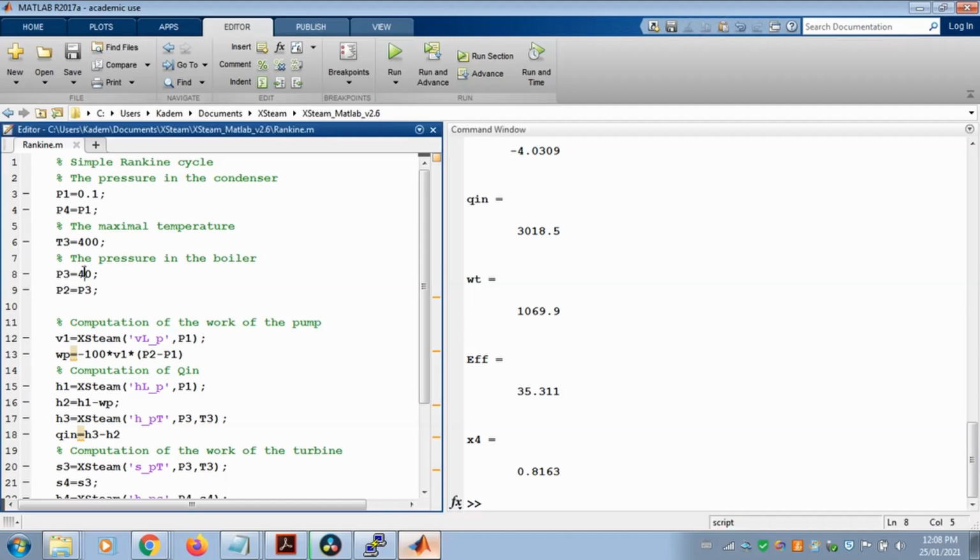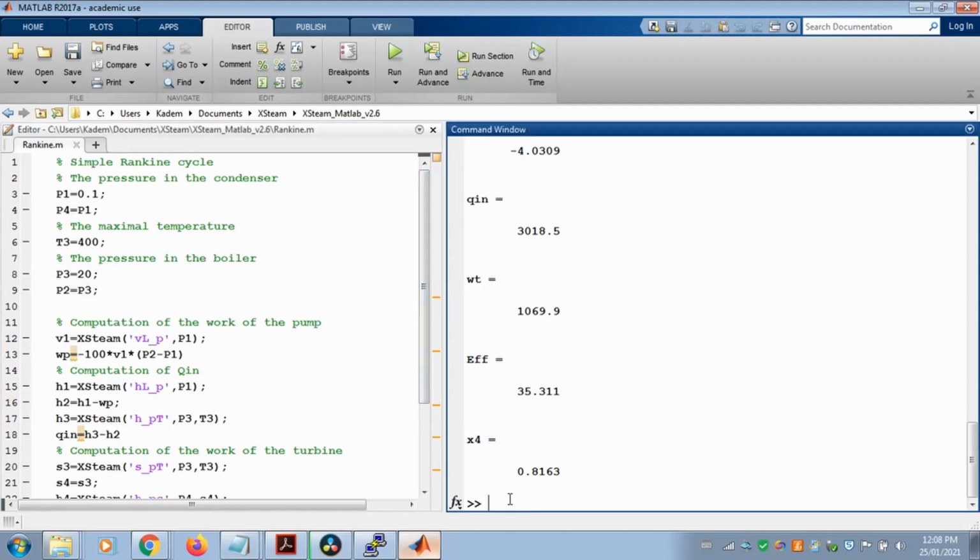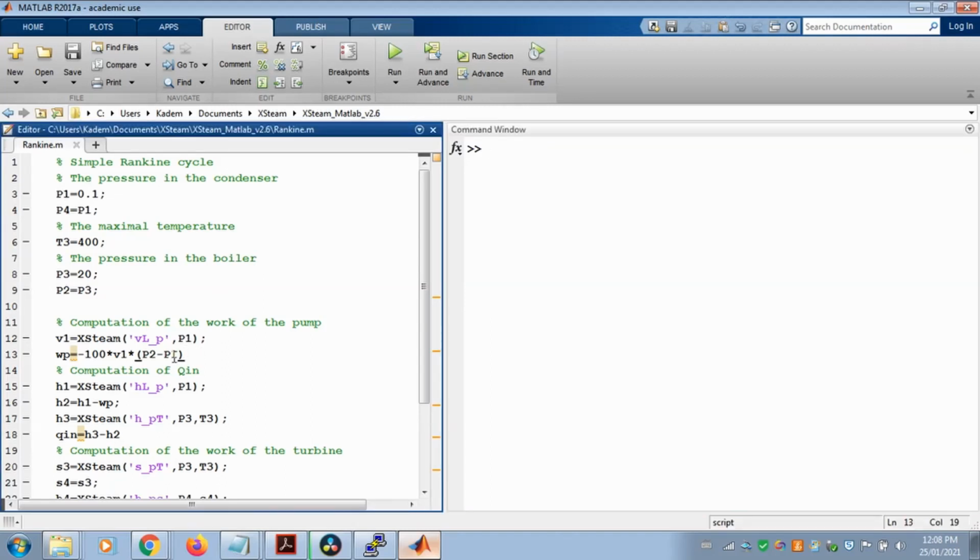So here what I will be doing, I will put this back to 2 megapascal. Everything is normal here as in our previous case. The only difference is that I will force this to be equal to 0. Okay, so I'm neglecting the work of the pump, the 2 kilojoules per kilogram, compared to the work of the turbine, the 989 kilojoules per kilogram, okay? So here this is 0, so the consequence is that H2 will be equal directly to H1, right?